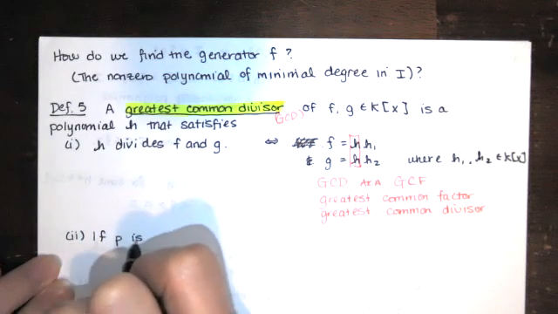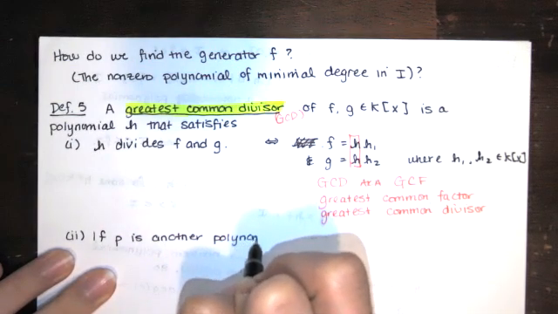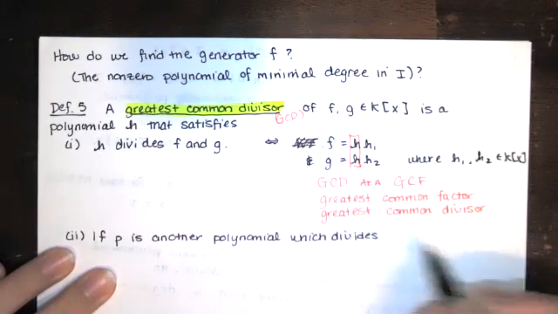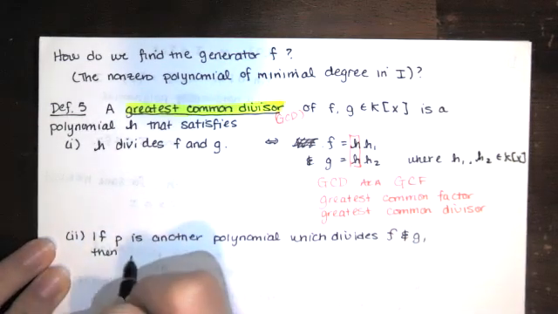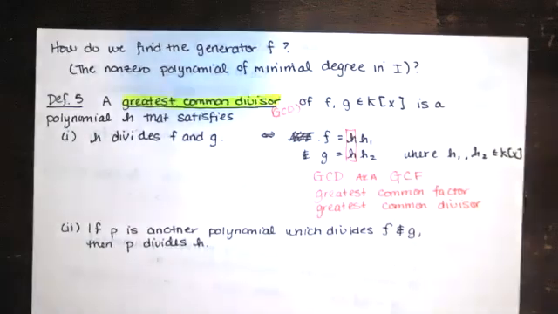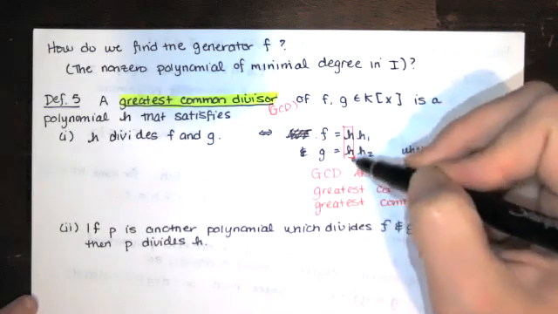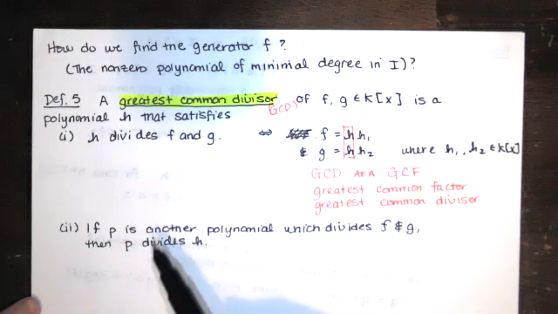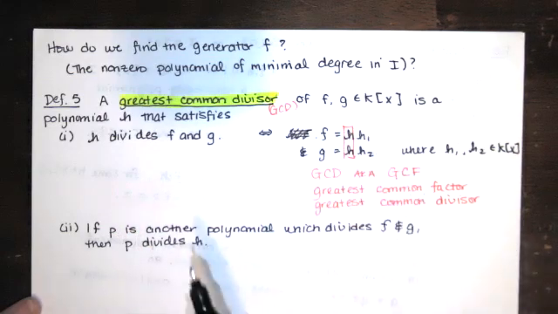If p is another polynomial which divides f and g, then p divides h. So we're saying that h is the largest factor that these guys have in common. So this is saying, well, what if p is some other polynomial that divides those? So what if p is some other polynomial that satisfies a relationship like this?